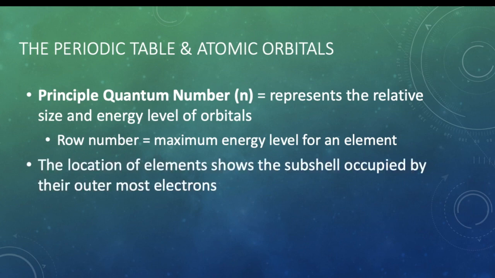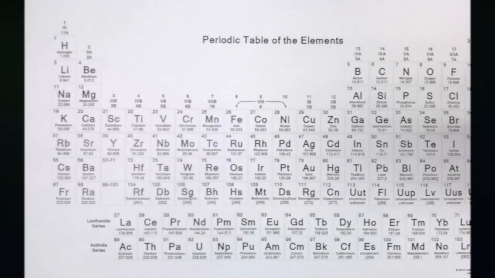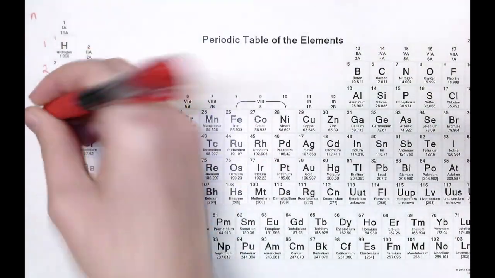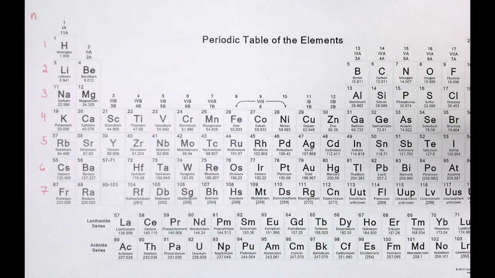Additionally, the location of elements on the periodic table can also tell you what subshell is occupied by their outermost electrons. So what I want you to do now is pull out your periodic table so that we can take a minute to label some of these things on there. The first thing we're going to do is on the left-hand side of the table, we're going to label the principal quantum number for each of our rows.